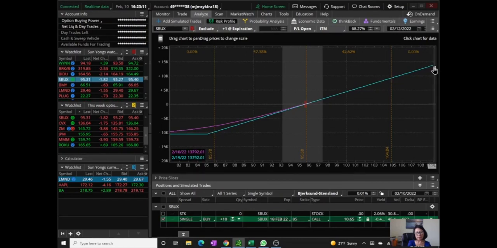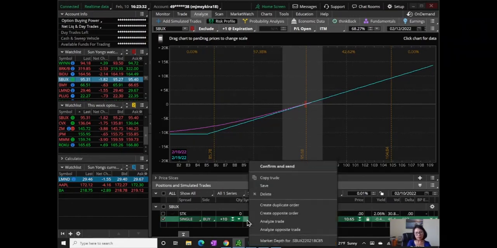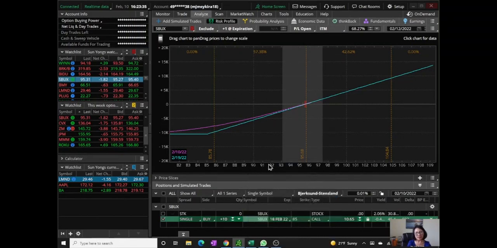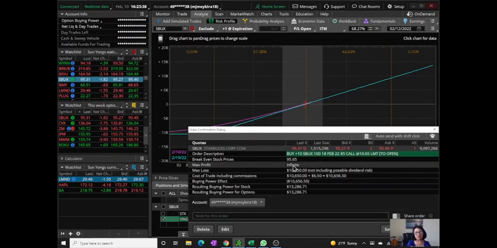Okay, so it looks like if the market reaches $109 on this Starbucks, you could make like $13,380.80. Crazy, huh? And how many hours would you have to work working for the corporate world? And then you could also confirm and send. Now, remember, 95.31 is the current market and 95.65 is the break even, and at or above that you'll start making money. So this expires on the 18th of February.